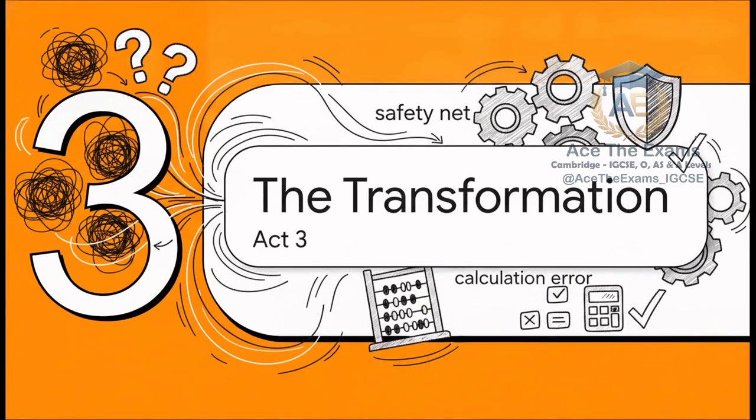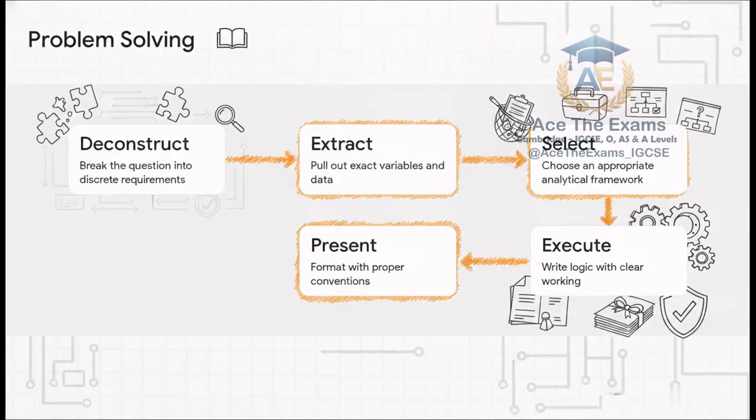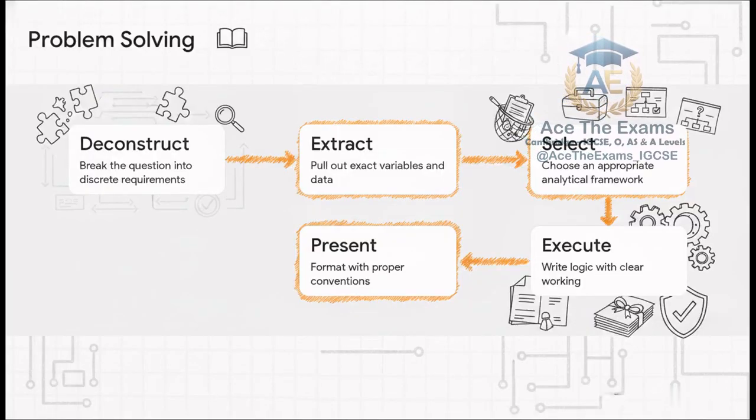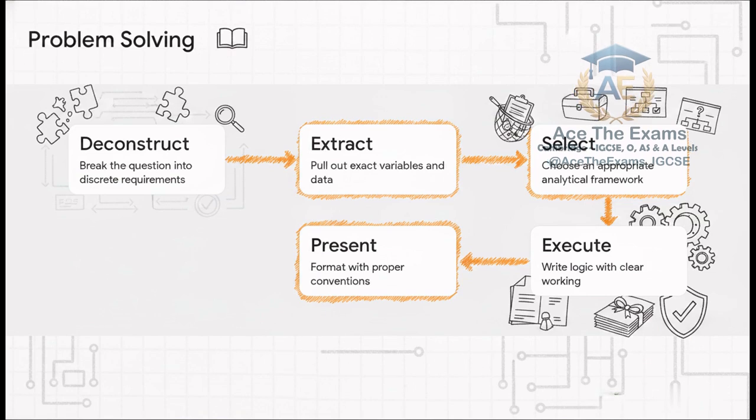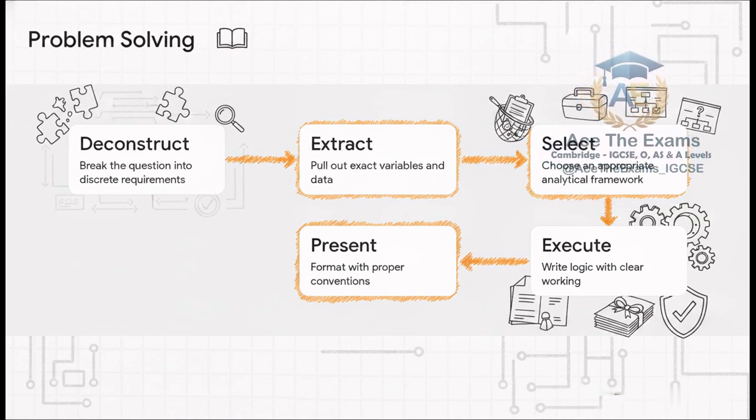All right, let's jump into Act 3, the transformation. It's time to rewrite those deeply flawed approaches we saw earlier and reveal your ultimate safety net for the exam. Here it is. This is your survival guide for tackling absolutely any pseudocode question. It's a standardized 5-step procedural framework.